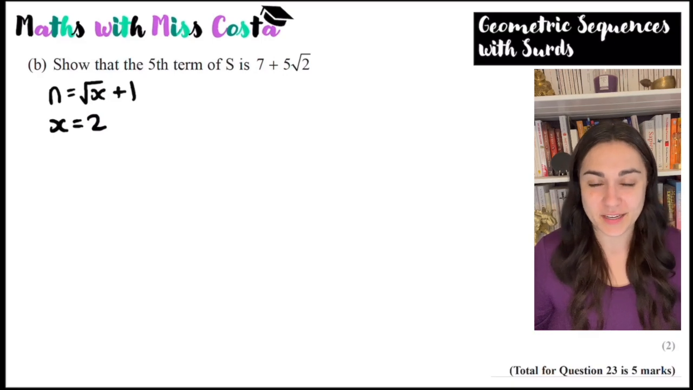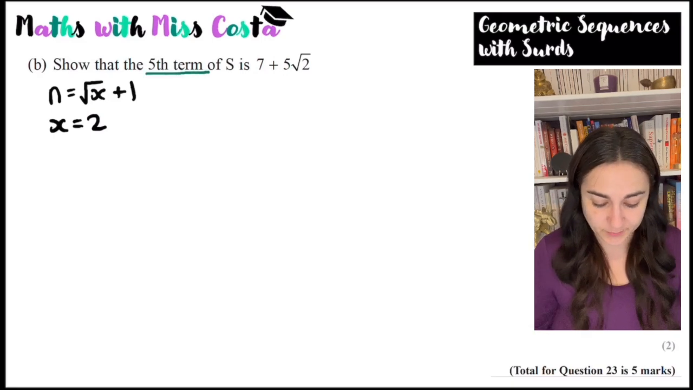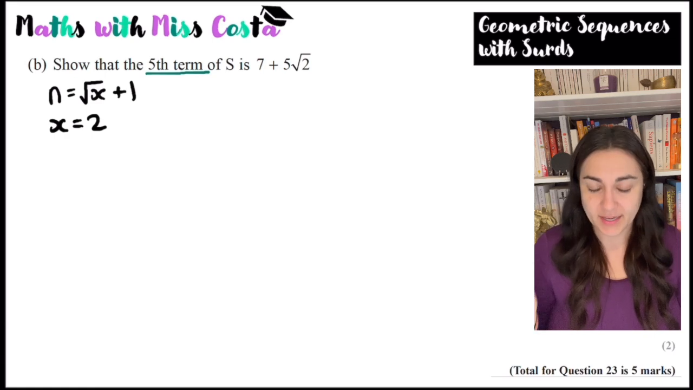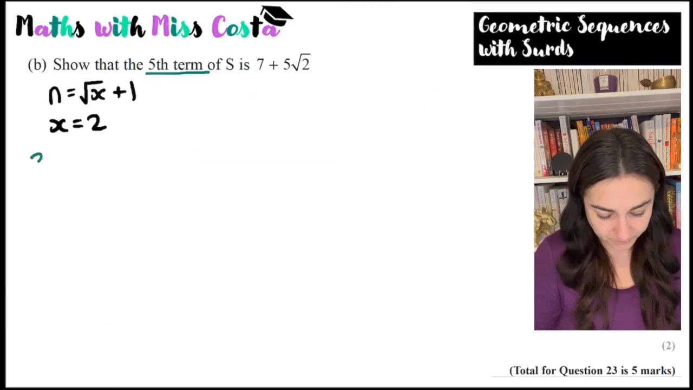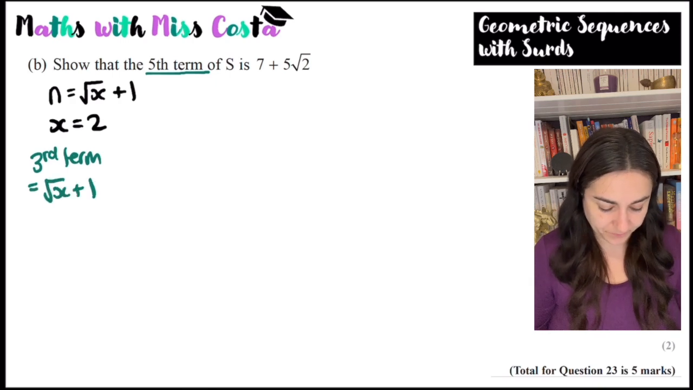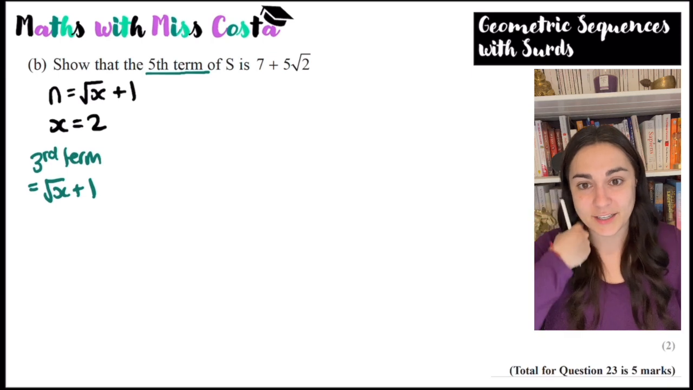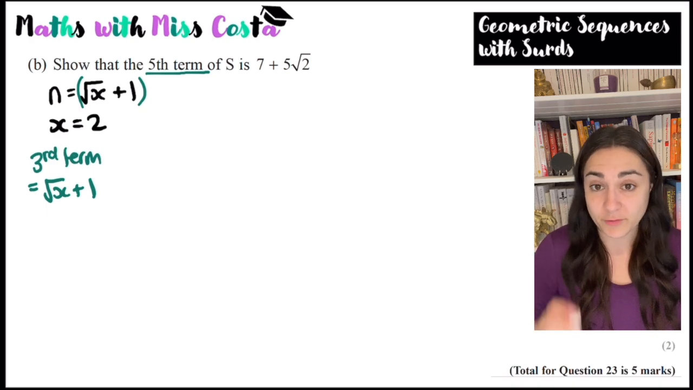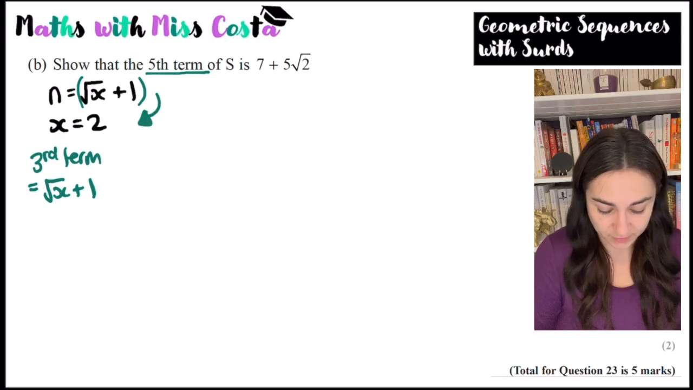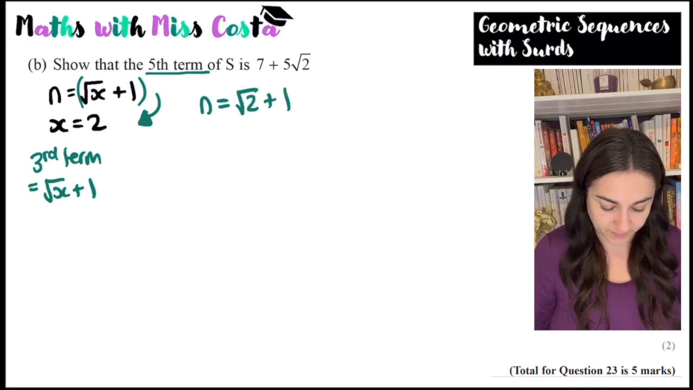Okay, so finally, I'm being asked to show that the fifth term of the sequence is 7 plus 5 root 2. Now, the third term of the sequence was root x plus 1. So the third term is root x plus 1. I know that the multiplier of my geometric sequence is root x plus 1, and from the previous question, I've figured out that the value of x is 2. So what could I do? I could substitute the value of x into my equation. So that would be root 2 plus 1. So I know that my multiplier now is root 2 plus 1.